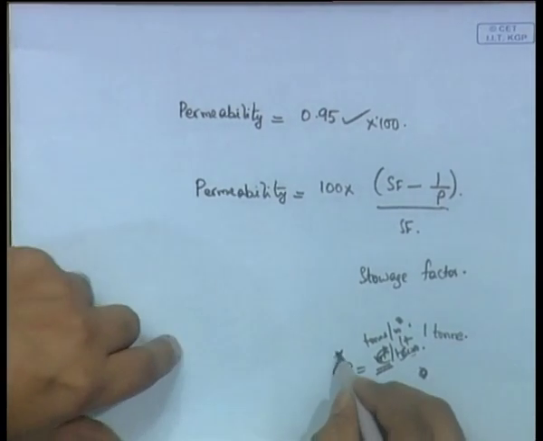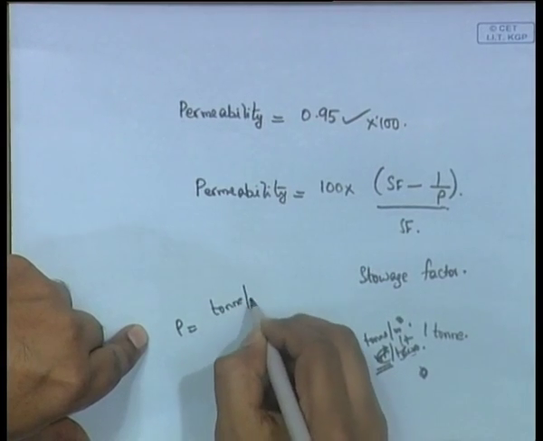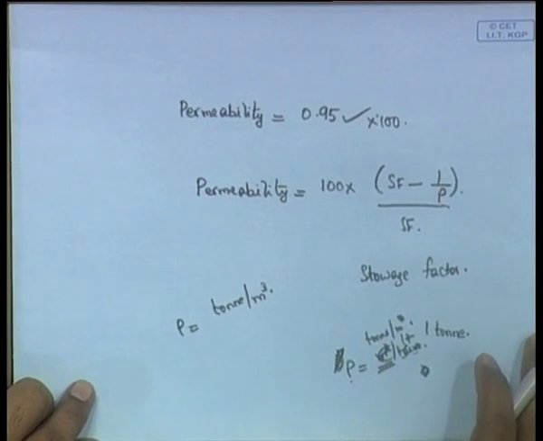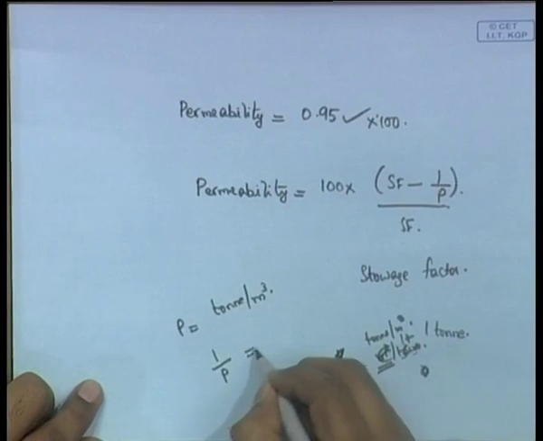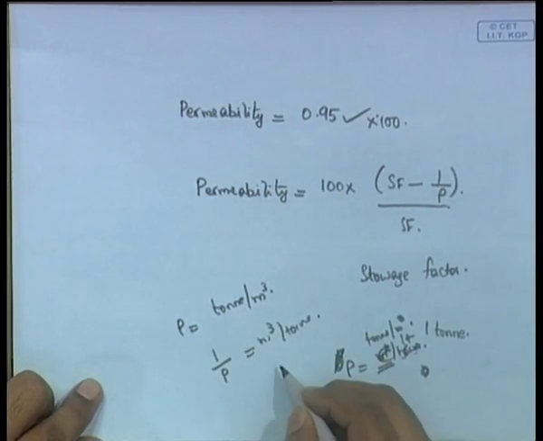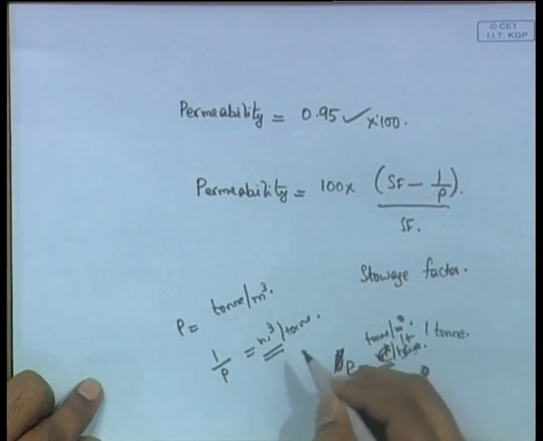Rho is always given in tons per meter cube instead of kilogram per meter cube. Therefore, 1 by rho will give you meter cube per ton, and if you take 1 ton of cargo, this obviously gives you the total volume occupied by that.